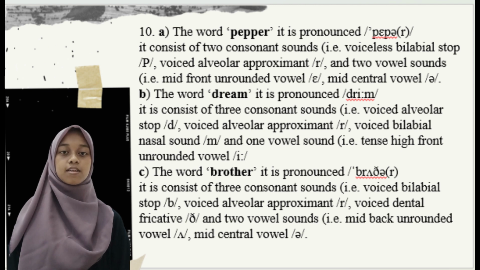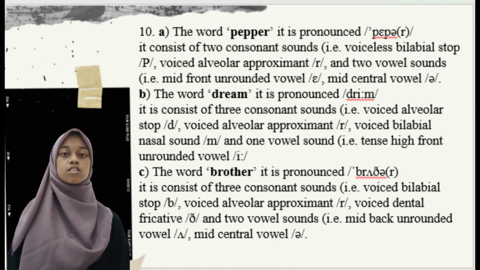B. The word dream. It is pronounced dream. It consists of three consonant sounds, namely voiced alveolar stop, voiced alveolar approximant, and voiced bilabial nasal sound, and one vowel sound, namely tense high front unrounded vowel.